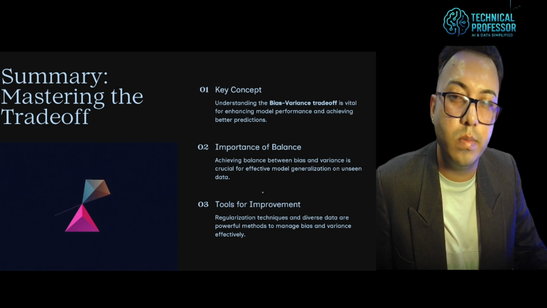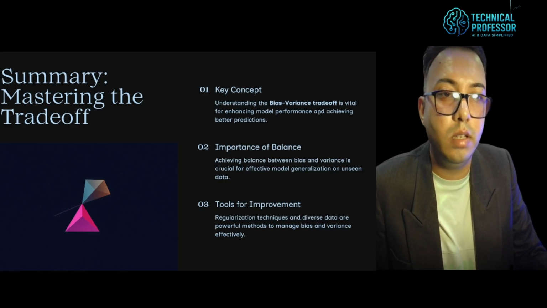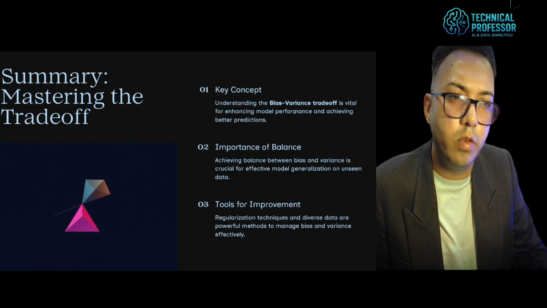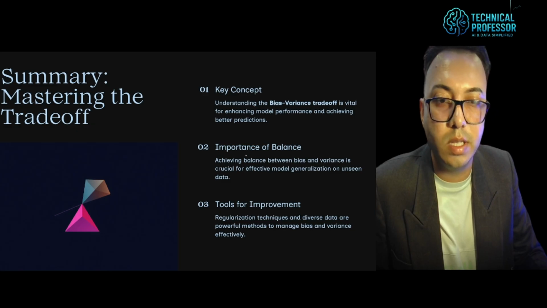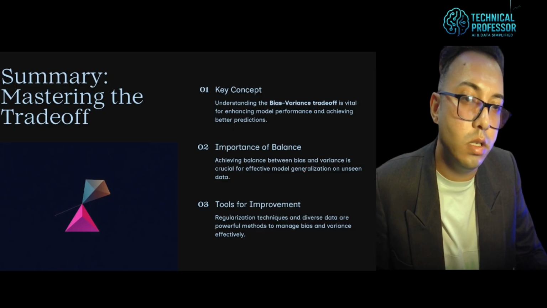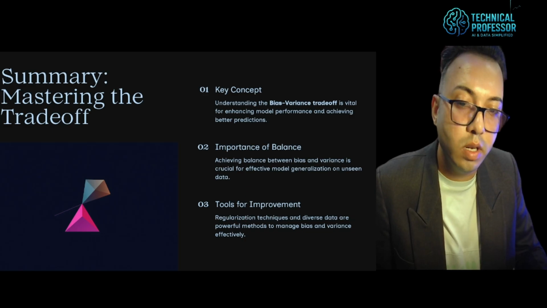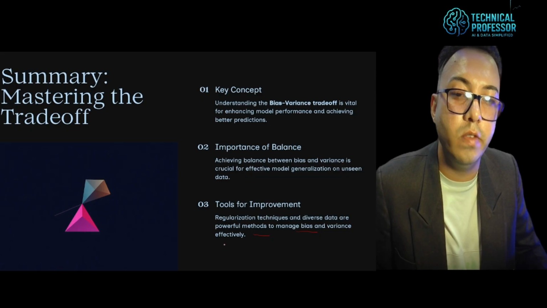So, what is the summary of the trade-off? Let's see. Key concept: understanding the bias-variance trade-off is vital for enhancing model performance and achieving better predictions. The importance of achieving balance between bias and variance is crucial for effective model generalization on unseen data. What are the tools of improvement? Regularization techniques and diverse data are powerful methods to manage bias and variance effectively.